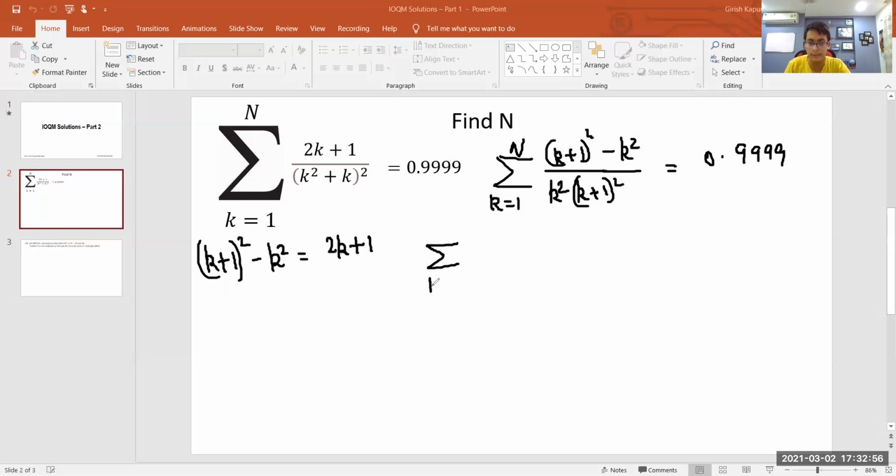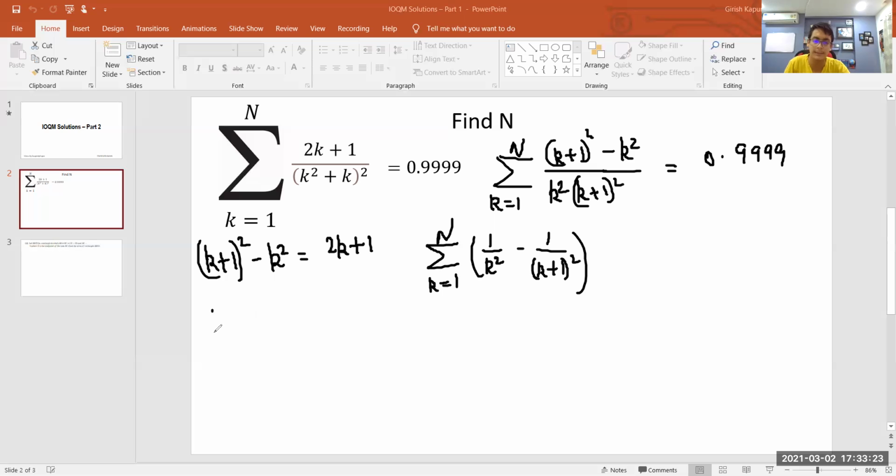So now we just distribute the fractions: (k plus 1) whole square over k square times (k plus 1) whole square. All that remains from there is 1 over k square, and from the other part all that remains is 1 over (k plus 1) whole square. So now we've got our sum into a much easier form which we can tackle. And this is in fact a telescoping sum.